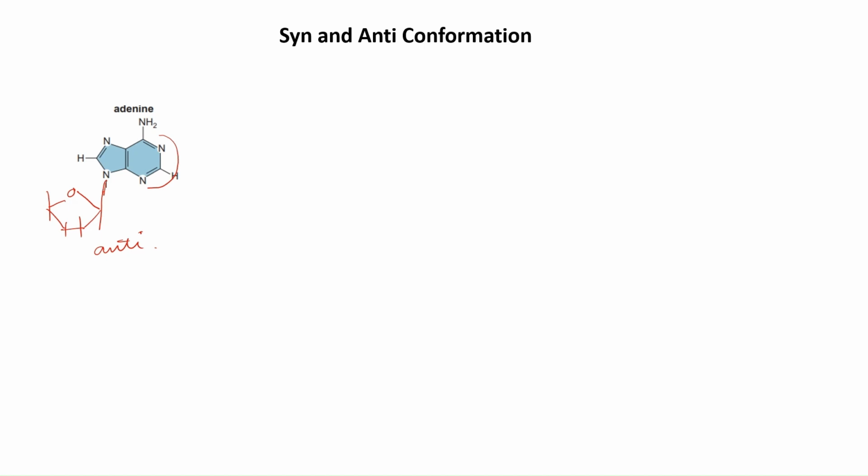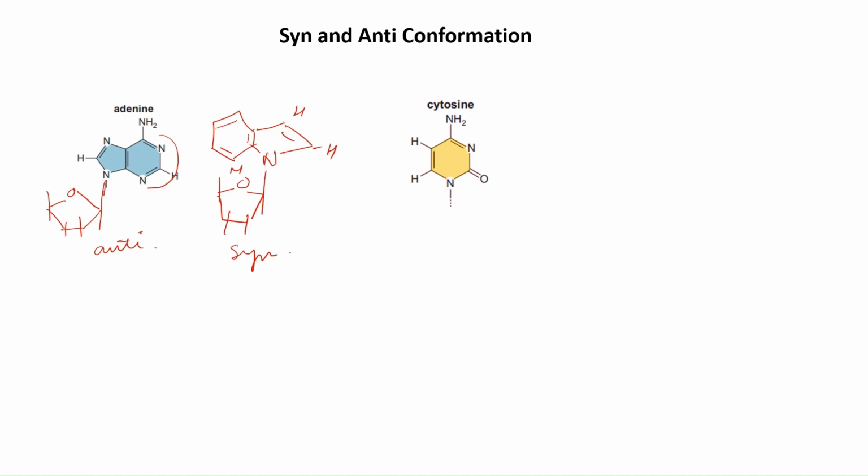Coming to syn conformation, how would it be? This is ribose sugar. This conformation is known as syn conformation because here the ring is just above the ribose sugar. So when the ring is just above the ribose sugar, it is known as syn conformation. When the ring is not above the ribose sugar, it is on the other side, then we know it as anti-conformation.